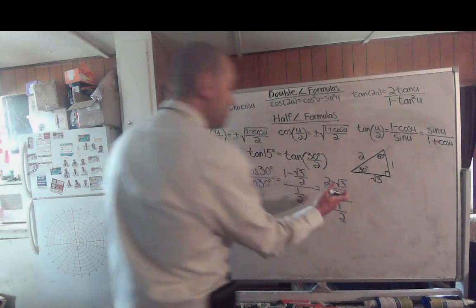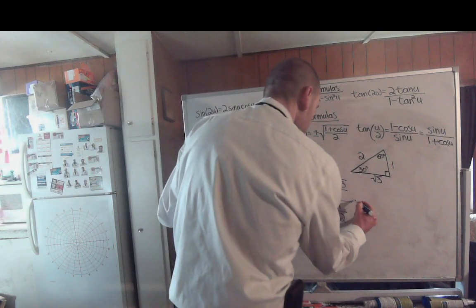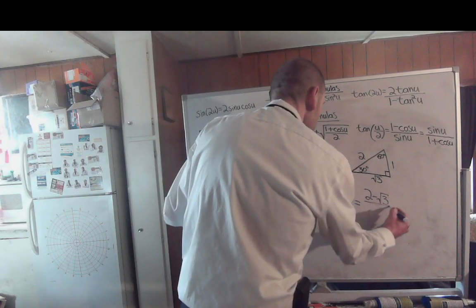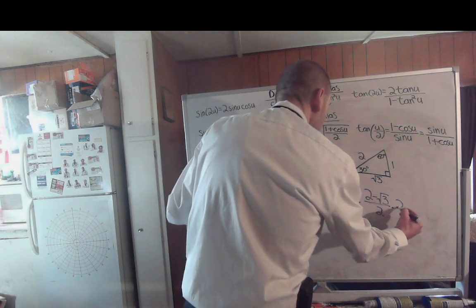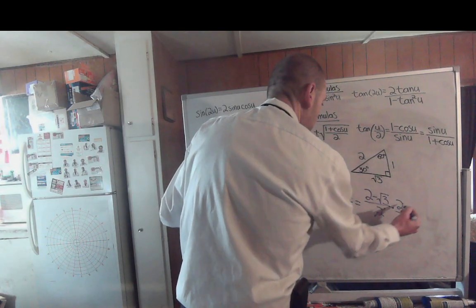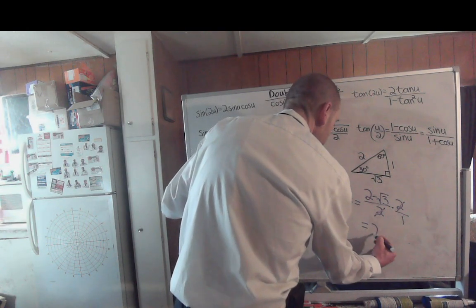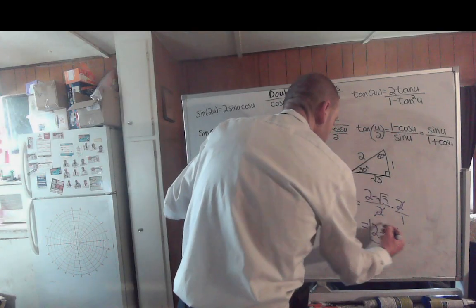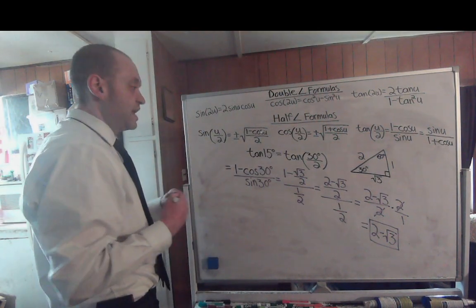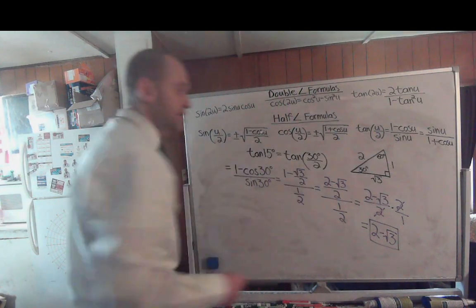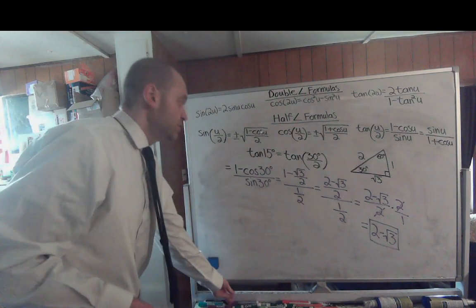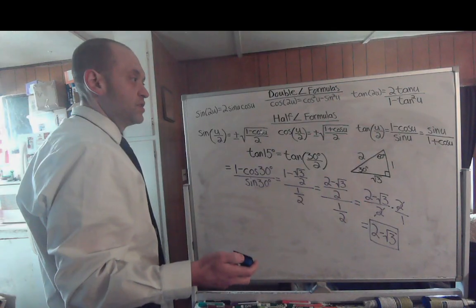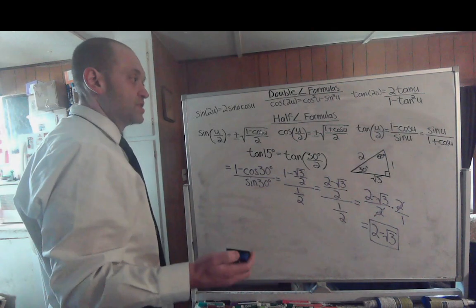Well, now you have a complex fraction. You just have to invert and multiply. So this would be 2 minus the square root of 3 over 2 times 2 over 1. Well, your 2's cancel out. You should just be left with 2 minus the square root of 3. So the tangent of 15 degrees has a value exactly equal to 2 minus the square root of 3 using the formula. And if you decided to use the sine of u over 1 plus the cosine of u, you should get exactly the same result.